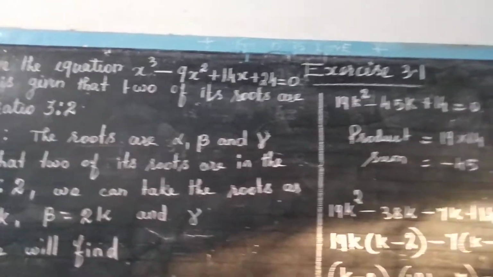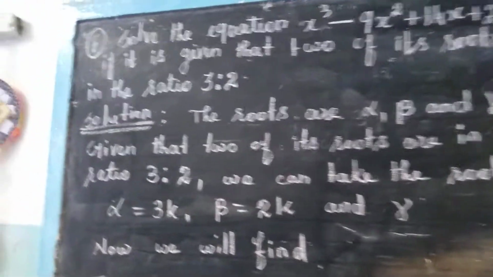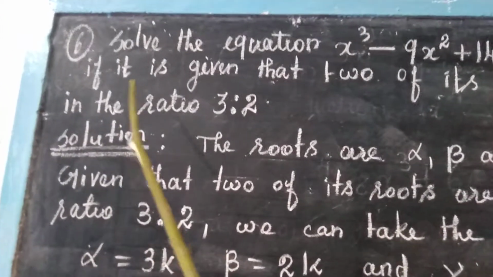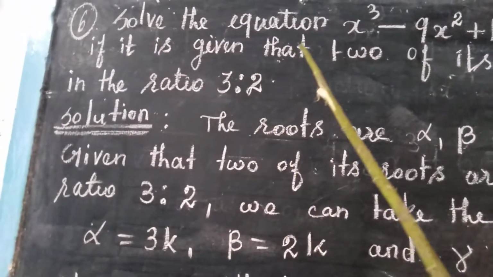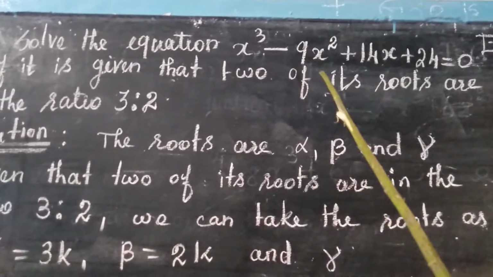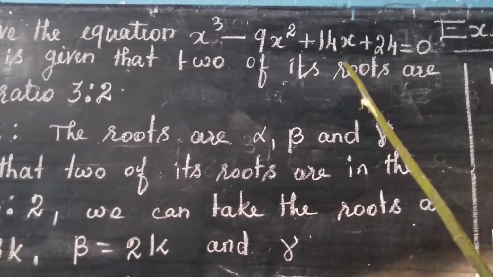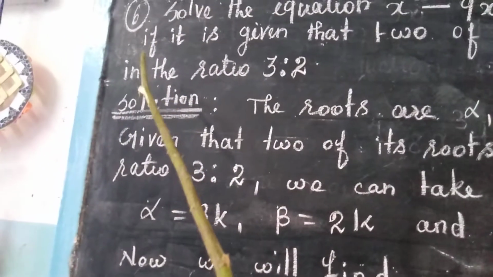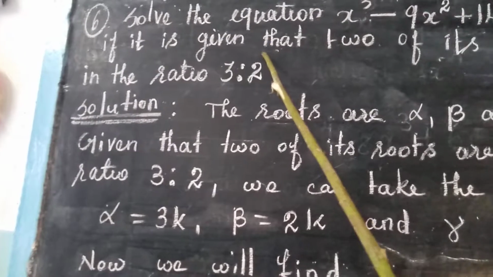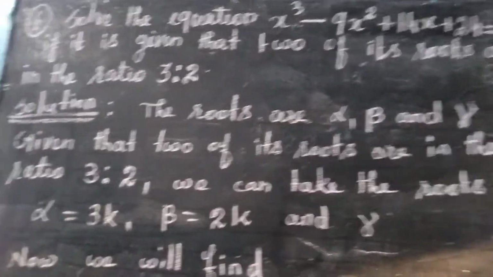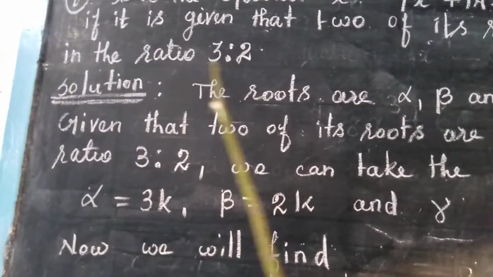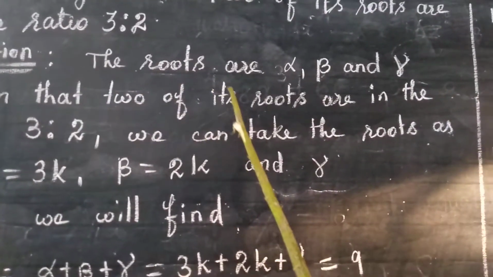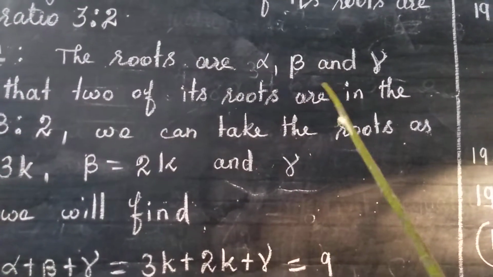Now we are going to learn exercise 3.1, question number 6. Solve the equation x cube minus 9x square plus 14x plus 24 is equal to 0, if it is given that two of its roots are in the ratio 3:2. The solution: the roots are alpha, beta and gamma.